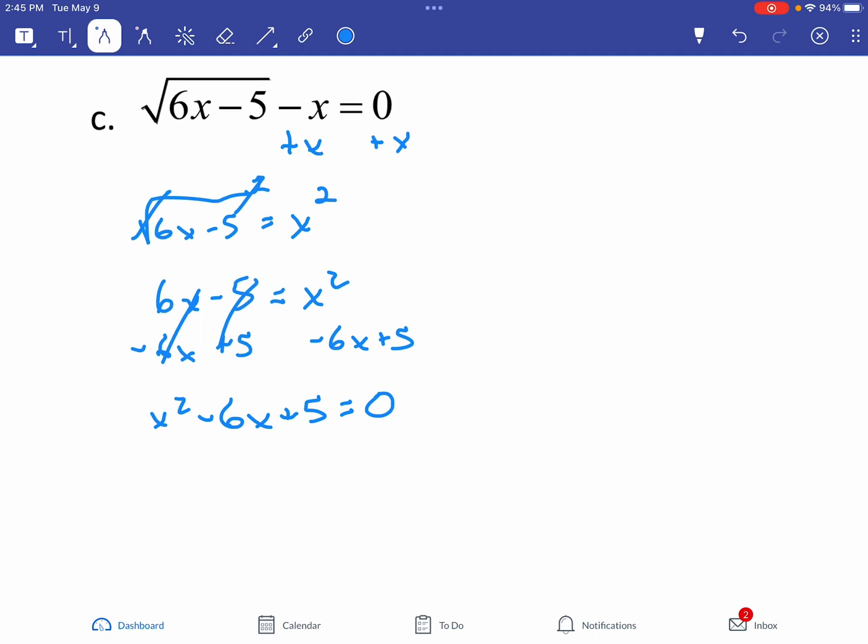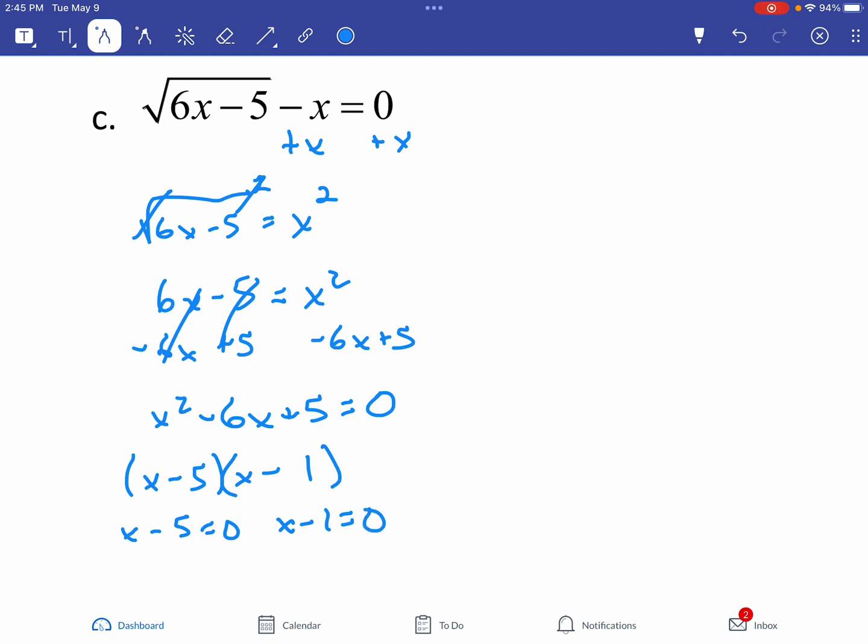With this, I can now factor this. Two numbers that multiply to be 5 but add up to be negative 6 would be negative 5 and negative 1. Negative 5 times negative 1 is positive 5. Negative 5 minus 1 is negative 6. I set both of my factors equal to 0. I solve for x.